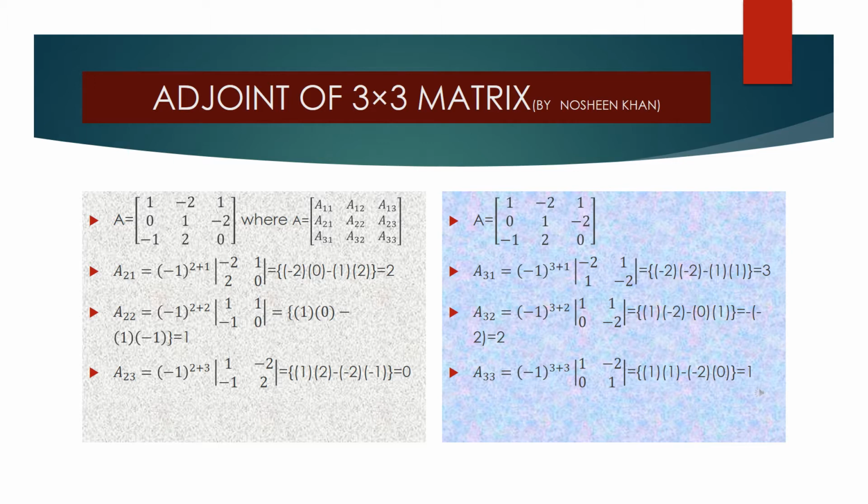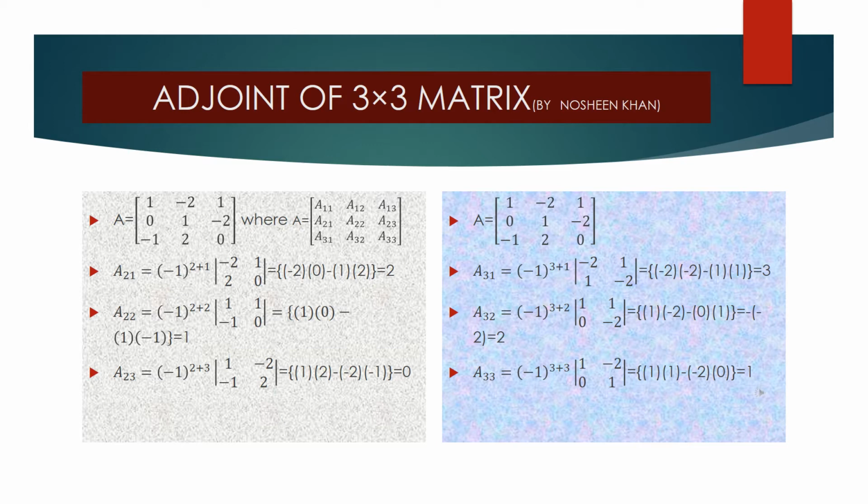Next cofactor is A22, and it exists in the second column and second row. So neglect all these values, and the remaining values are 1 1 minus 1 0, and the subscript is 2 2, so minus 1 power 2 plus 2. Open 1 1 and minus 1 0 by the 2 cross 2 determinant method. 1 multiplied by 0 minus 1 multiplied by minus 1. After solving, it will give you 1.